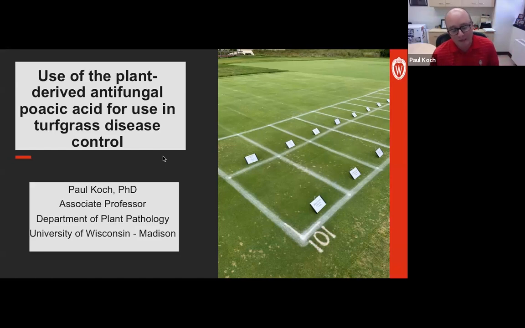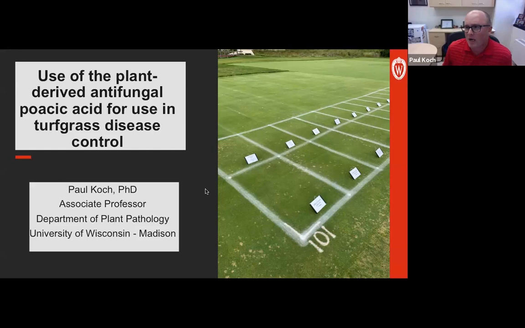So what I'm going to do today is give a brief update on a project related to Poacic acid. And so I'll talk about what Poacic acid is, what we're doing with it, and where we're going with this particular product. And the name of the project is for use in turfgrass disease control.